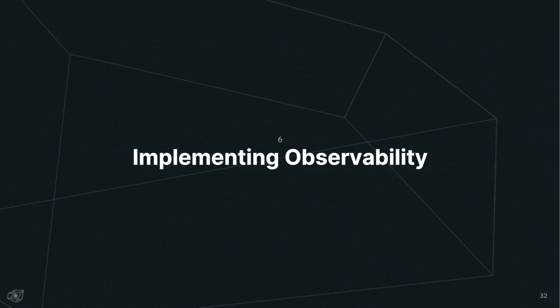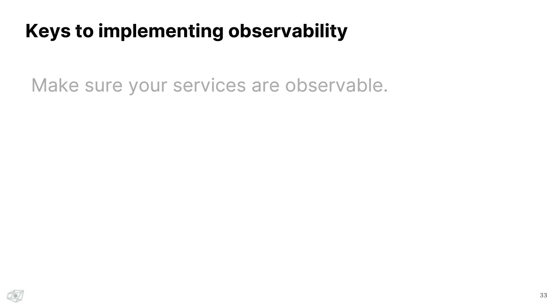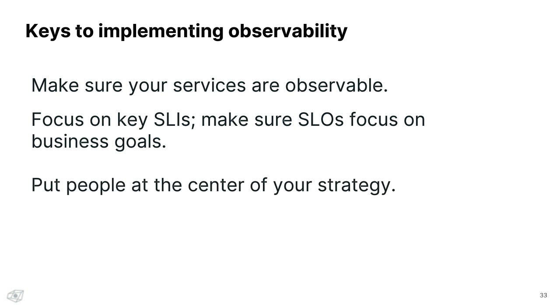So, how do I get this? I'm going to wrap up by talking about 3 things that you can take away. The first one is making sure that your services are observable. How do you make sure that you're building for observability? The second one is, going back to what I was saying about service level indicators and service level objectives, picking the right ones for you and your organization, and then putting people at the center of that strategy. That's really key because ultimately, it's the people that are responding to these events.